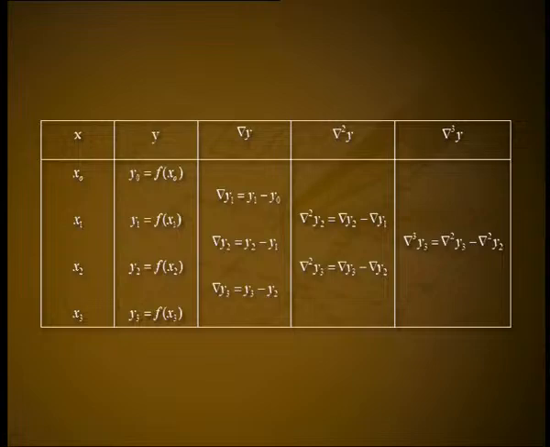X values x0, x1, x2, x3; y values y0 equal to f of x0, y1 equal to f of x1, y2 equal to f of x2, y3 equal to f of x3. Del y values: del y1 equal to y1 minus y0, del y2 equal to y2 minus y1, del y3 equal to y3 minus y2. Del square y values: del square y2 equal to del y2 minus del y1, del square y3 equal to del y3 minus del y2, and del cube y value, del cube y3 equal to del square y3 minus del square y2.